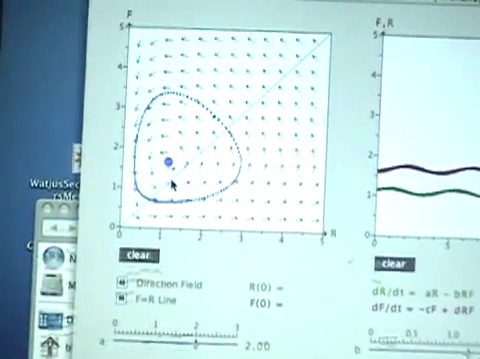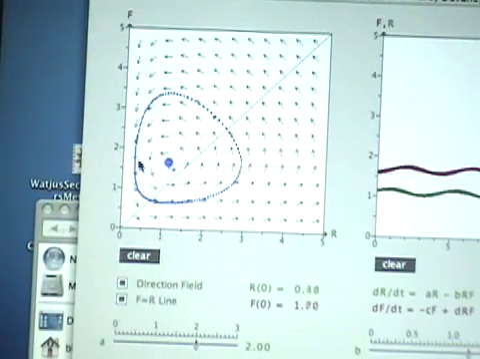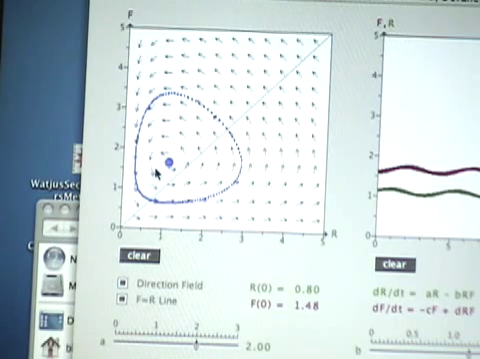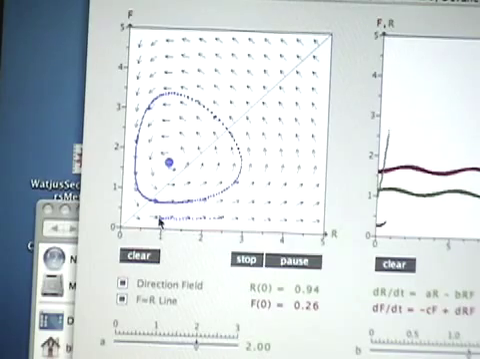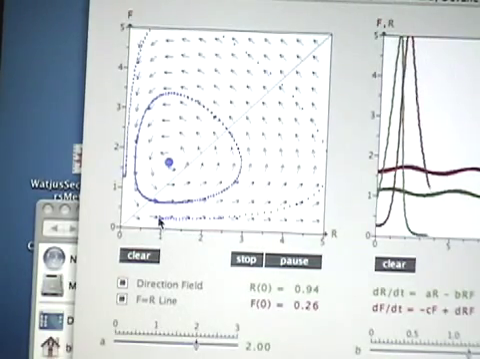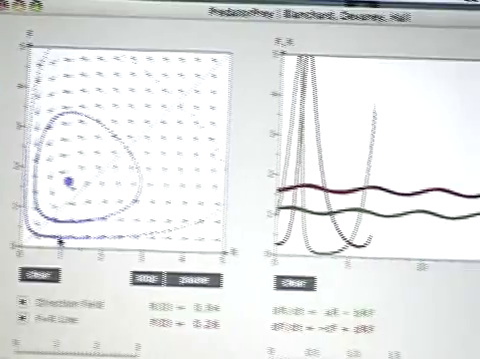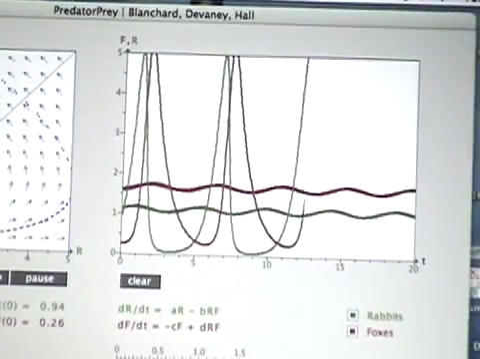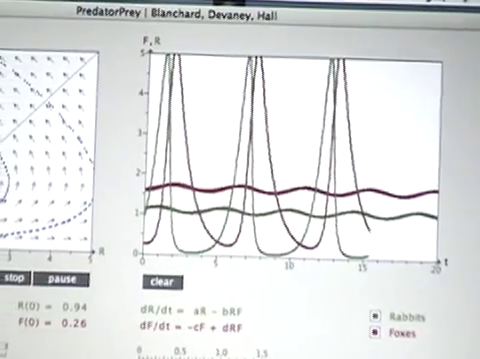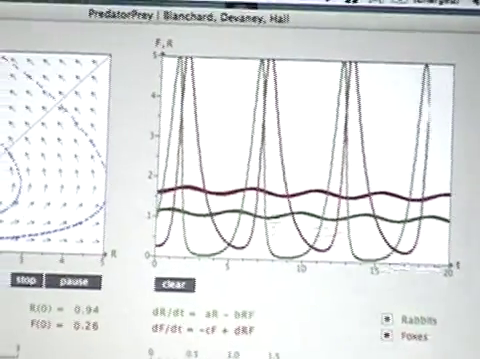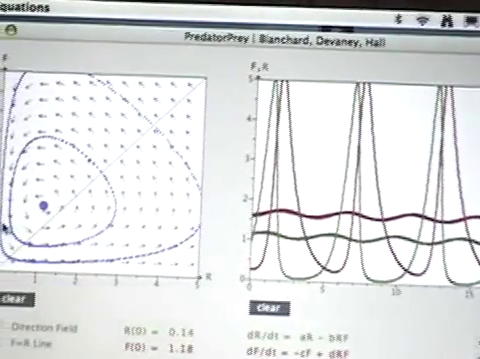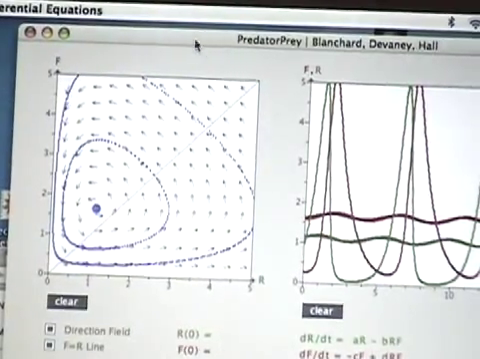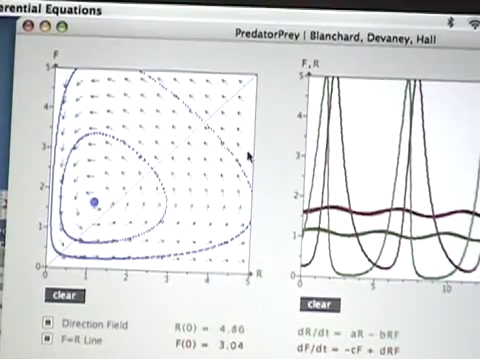Another one is right about there. R is perhaps a little bit bigger than 1, and F is about 1.7 or something like that. Okay? One more example. We can go way out here and get very large amplitude oscillations. Is this accurate or not? I don't know. We'd have to compare it with real life populations to see how accurate it is. It's not going to be super accurate, actually, in most situations, but it does give us a start at trying to model interactions like this.